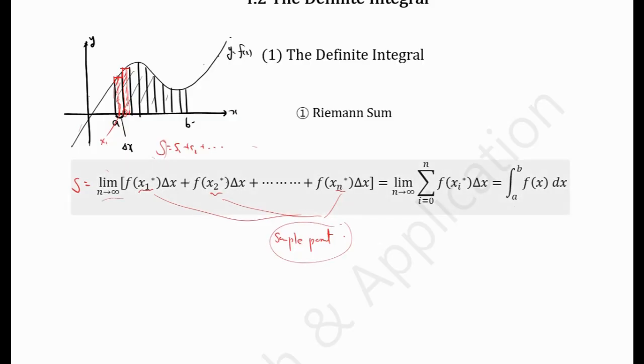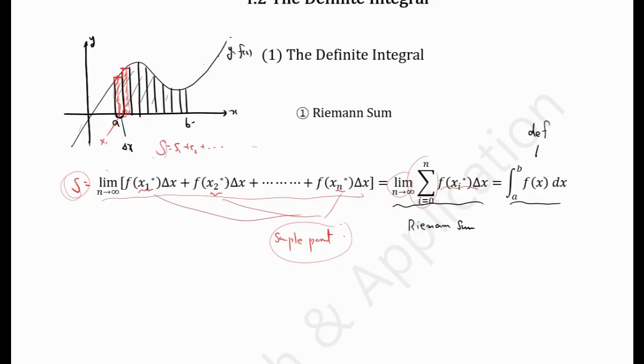So this is the sum, the area S, and we can express this area with the limit and sigma like this. And this is called the Riemann sum. And this Riemann sum can be expressed by this. This is called the definite integral.